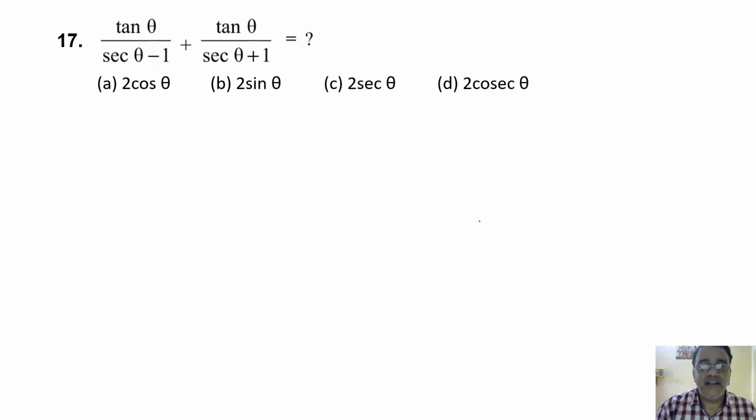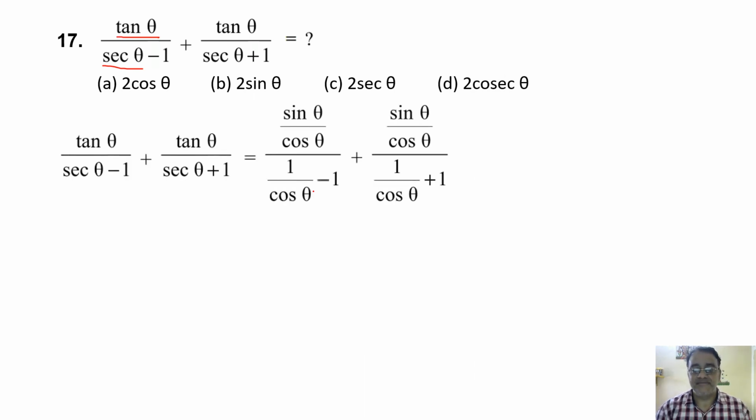First, you can write every term in terms of sin and cos. So how will you write tan theta? Sin theta by cos theta. And sec theta you can write as 1 upon cos theta. So you will get this step. Is this clear to all of you? Okay, and now take LCM. If you take LCM, you will get this step.